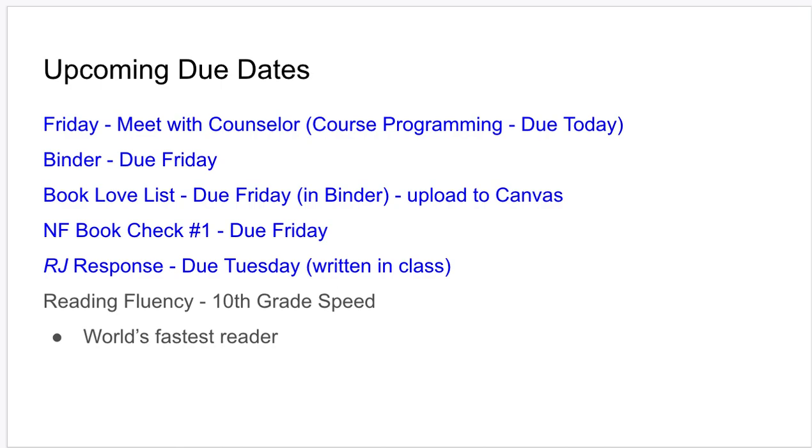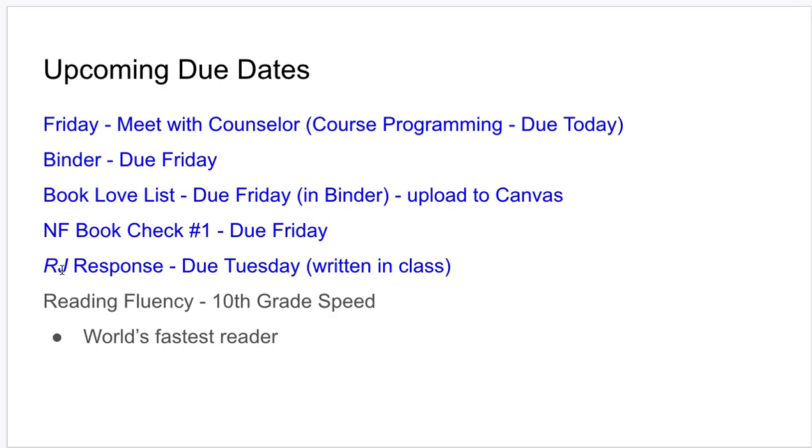There's nothing in vocabulary at this time. In the reference sheet section: book love list, vocabulary packet, and the reading fluency handout. All right, there's also your book check due Friday, book check number 1. And the Romeo and Juliet response will be written in class Tuesday after our 3-day break.